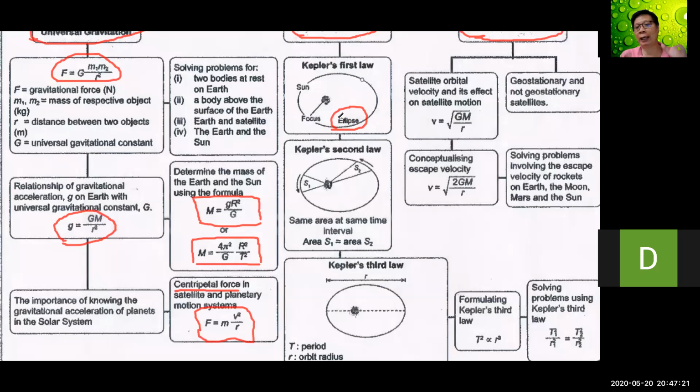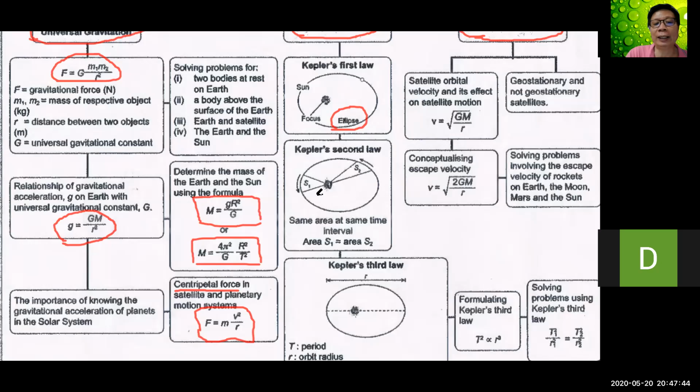So this is Kepler's first law. No calculation, only involving the word ellipse. He was the first scientist who mentioned that the shape of the orbit is an ellipse, not a perfect circle. So this one is Kepler's first law. Now you look at the second law.